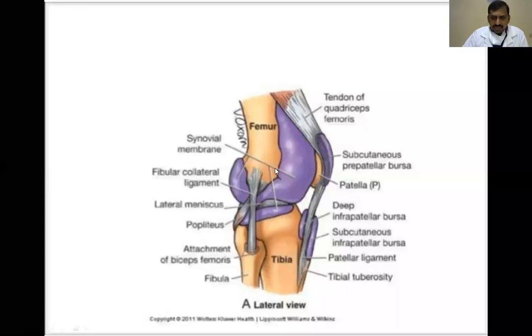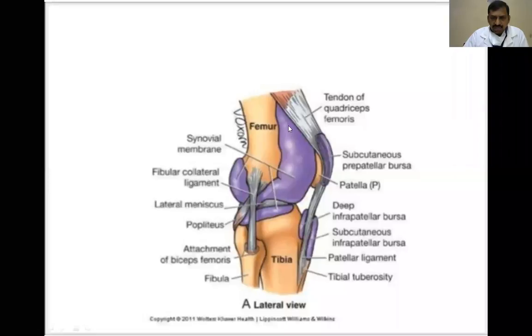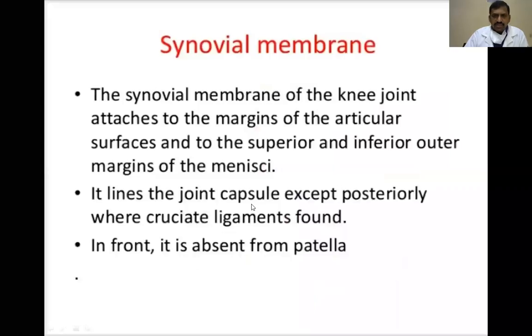Here you see the synovial membrane. These are the bursae related with the knee joint: the subcutaneous prepatellar bursa, infrapatellar bursa, and deep infrapatellar bursa. This is the synovial membrane, and it extends behind. This is the tendon of the quadriceps femoris. So this is the suprapatellar bursa, and these are the remaining bursae.